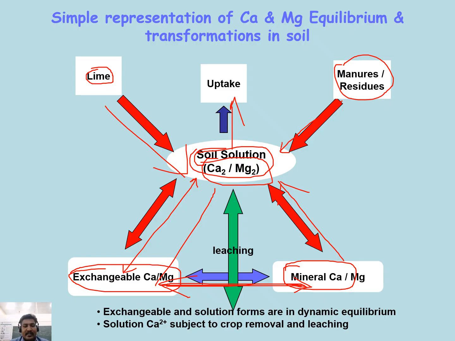The solution calcium is subject to crop removal and leaching. Solution calcium is the form through which the plant can take up calcium. At the same time, leaching also happens when there is excess rainfall, or any other form of calcium removal along with the irrigation water or rainwater. That process is called leaching.